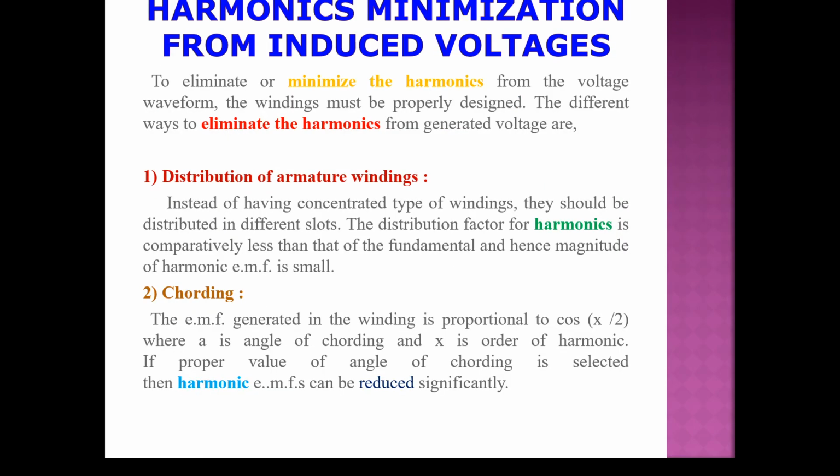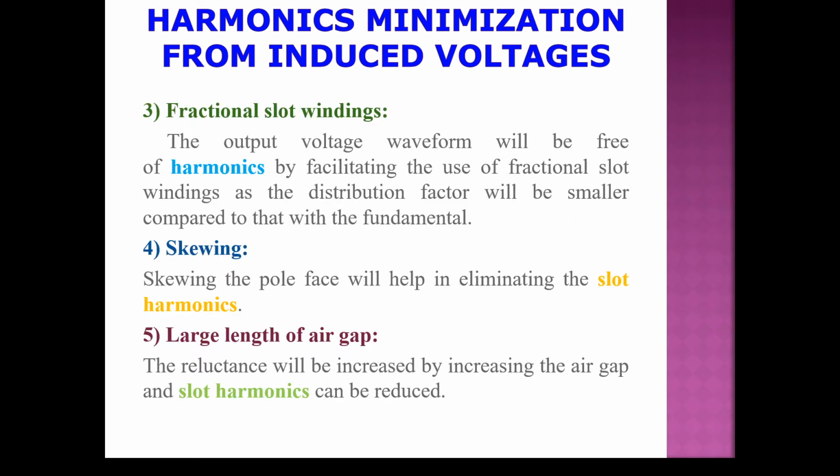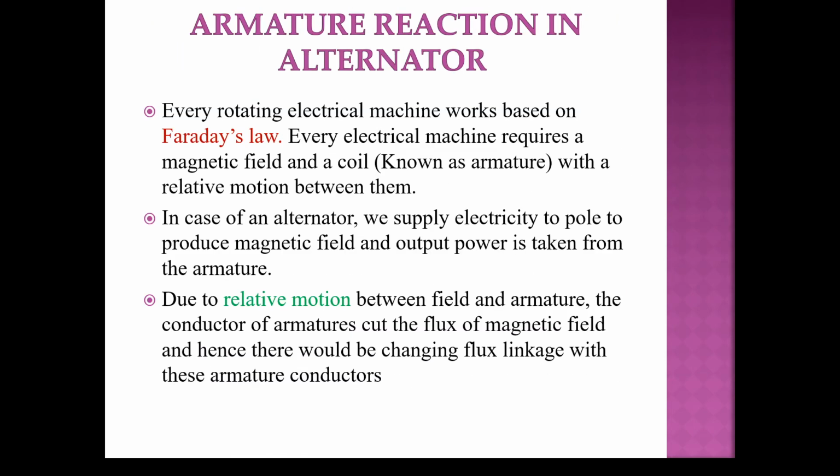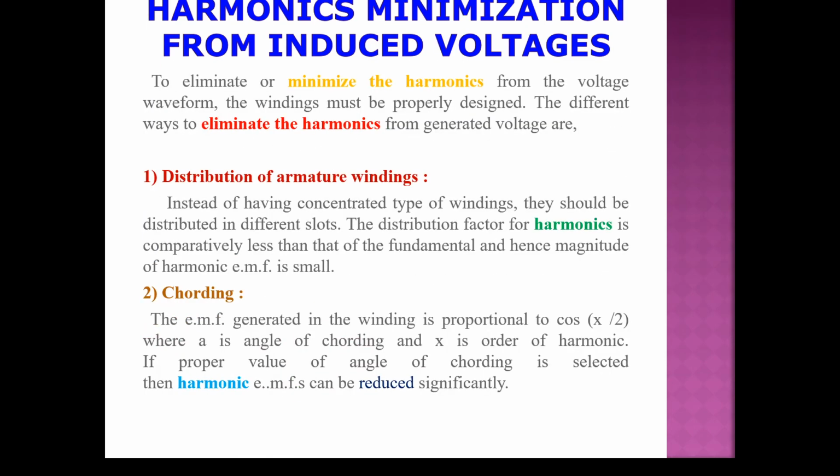Now let us see how to minimize the harmonics from induced voltages. To eliminate or minimize the harmonics from the voltage waveform, windings must be properly designed. The different ways to eliminate the harmonics from generated voltage are distribution of armature windings, cording, fractional slot windings, skewing, and large length of air gap. First, let us see the distribution of armature windings.